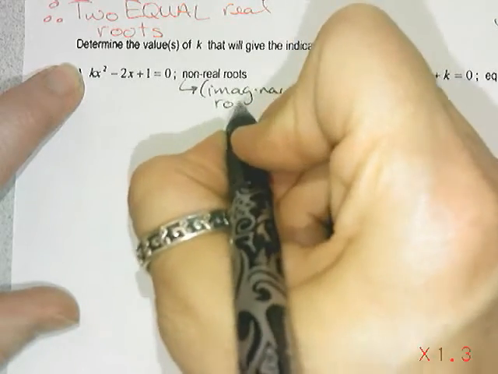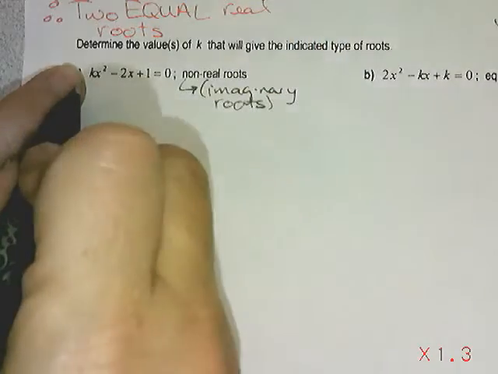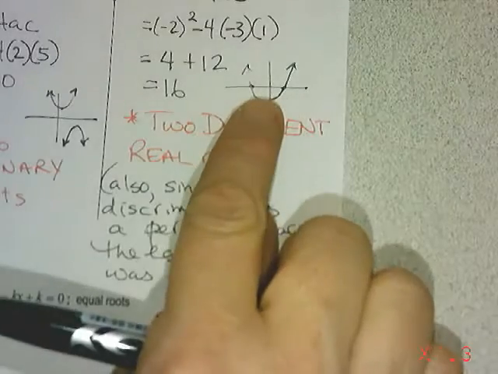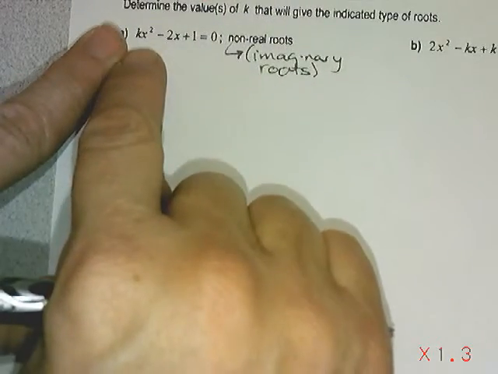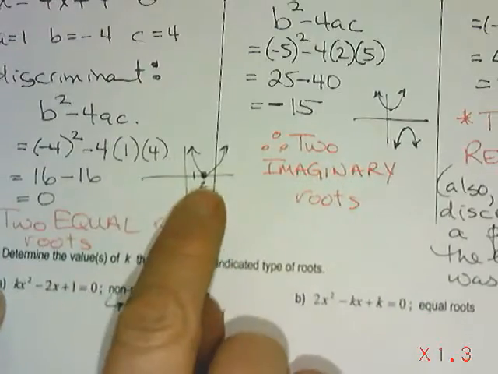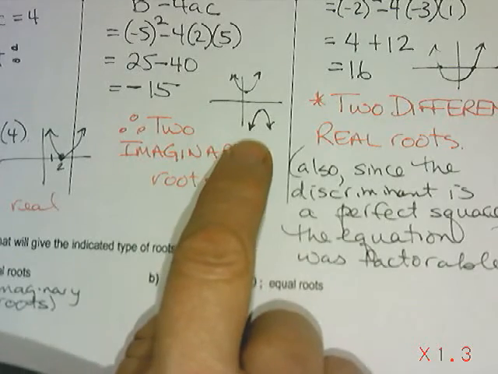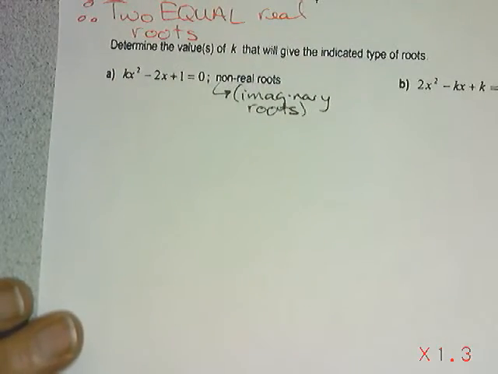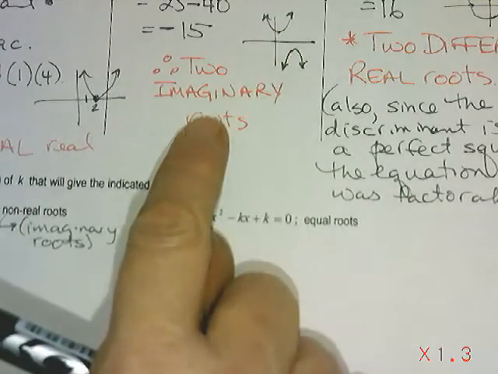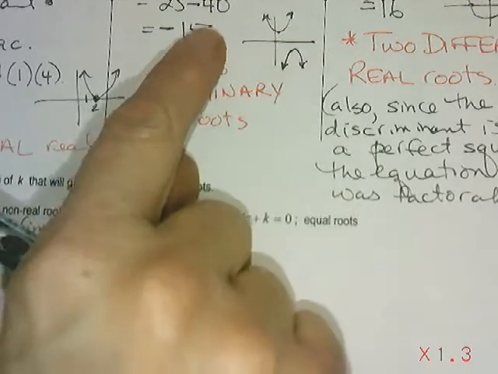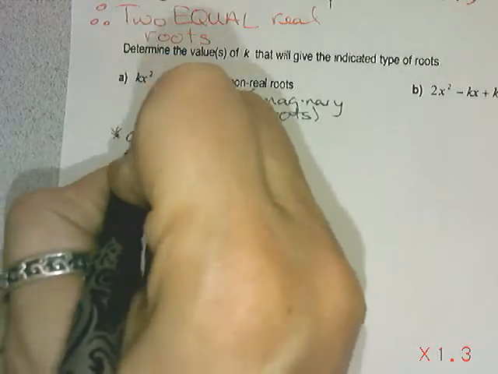So some of the numbers that I would put in for k would create a situation like this. Some of the numbers that I could put in for k would create a situation like this. But I want to know what numbers for k would create this situation, parabolas that don't cross the x-axis. Well, what I do know is if you want a parabola that has two imaginary roots, no real roots, you need to have a negative discriminant. And so your discriminant must be negative.